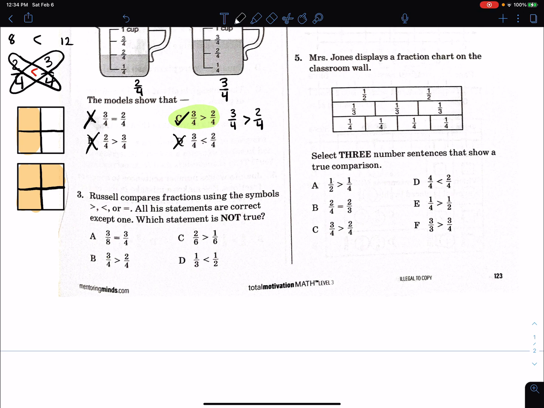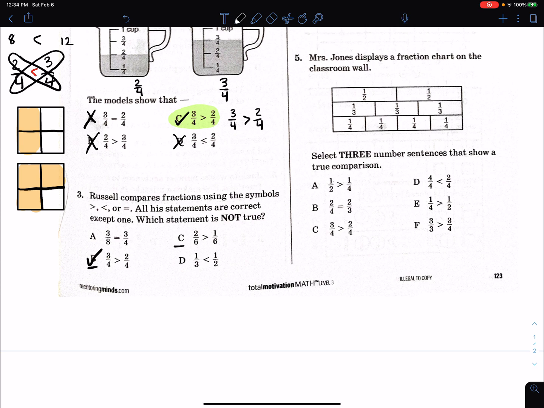So, I am looking at all my 4 options, and I see letter B and letter C have the same denominator. So I know that if they have the same denominator, I can look at my numerators to help me compare. Well, 3 is greater than 2, so 3/4 is greater than 2/4, and that's also the fraction we used in number 2. So I could go back and look at my models. So I know this one is correct.